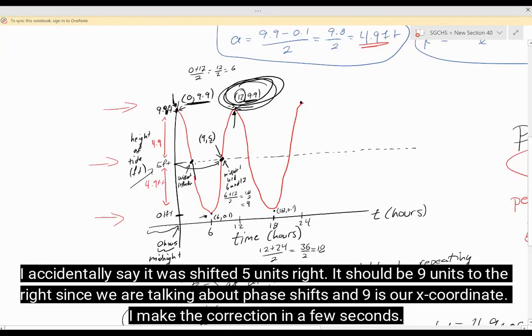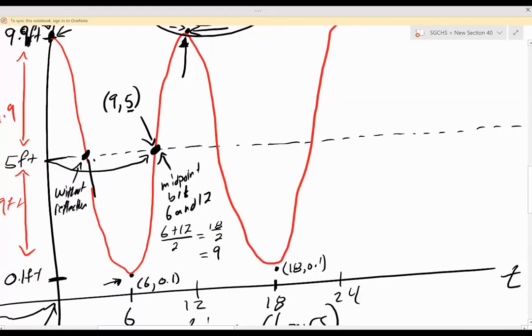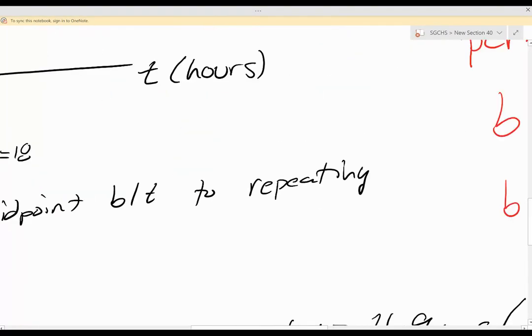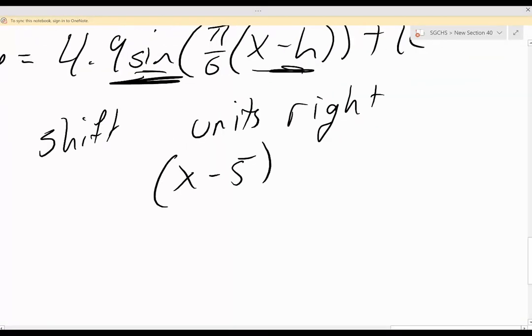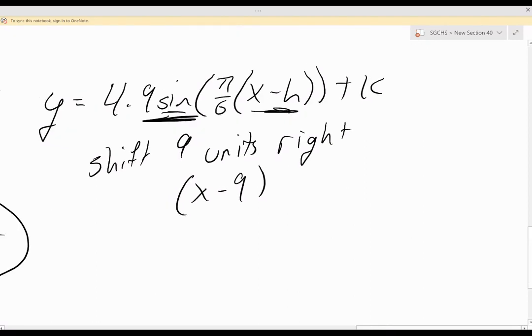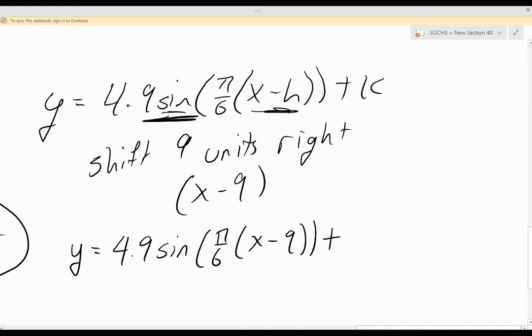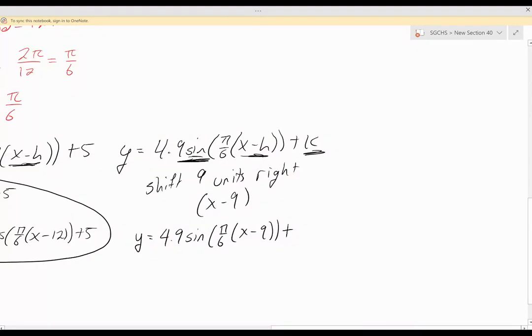Or sorry, not 5, my bad. It'll be 9 units to the right. I was looking at the y-coordinate, but we're talking about the x-coordinate. So we have shifted 9 units to the right. Now we can plug that into our equation. So y equals 4.9 sine pi over 6 times x minus 9, plus, I forgot to put my k value here, which is simply 5 because that's our midline.